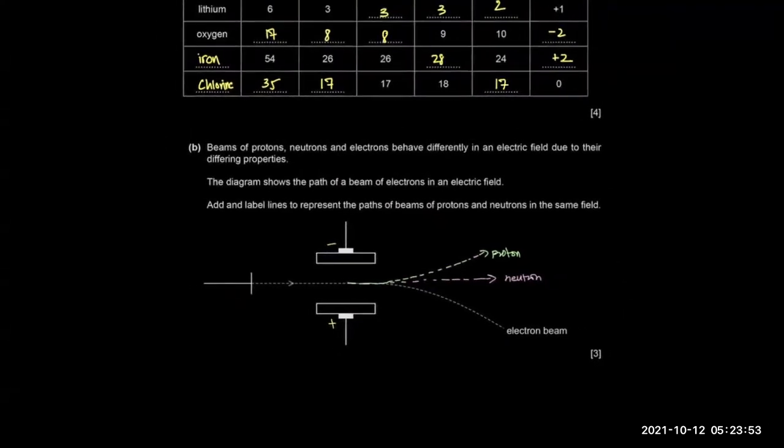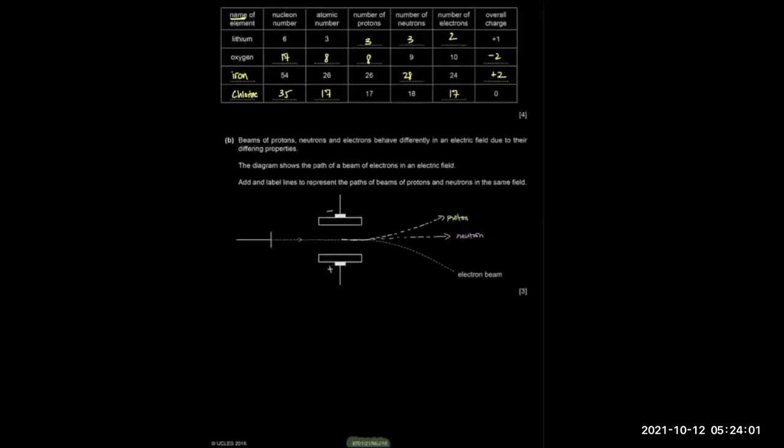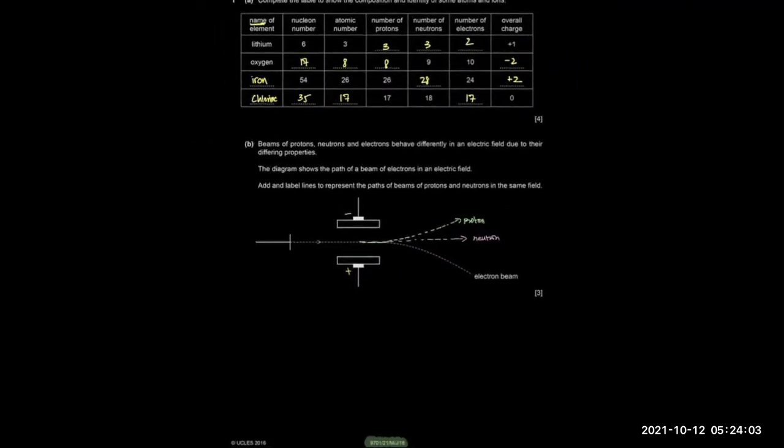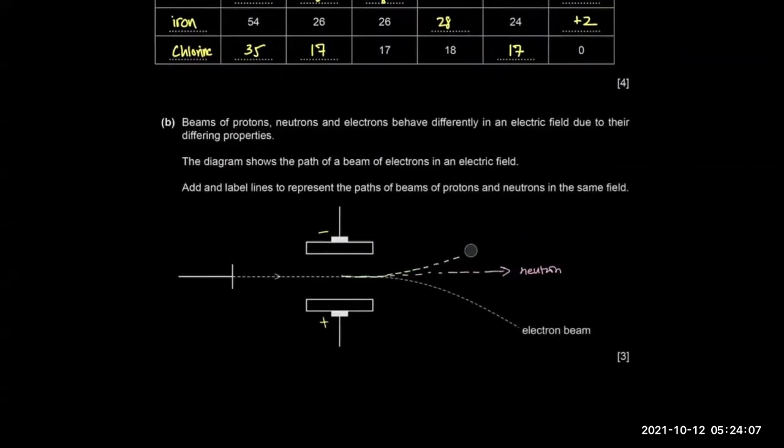There you go. So here we have added and labeled the lines to the proton. And you have to clearly show that it deflects less than an electron beam. Okay. If you want to be even more particular, you can do it very, very visibly like that. Okay.